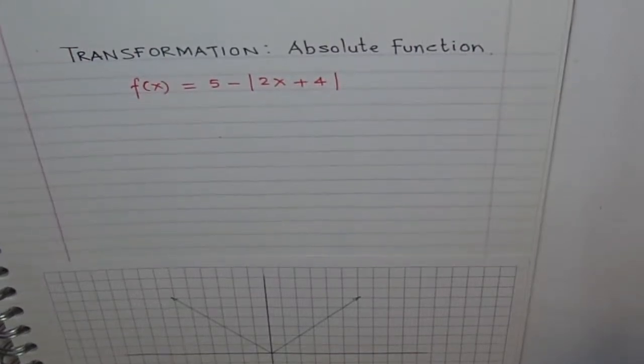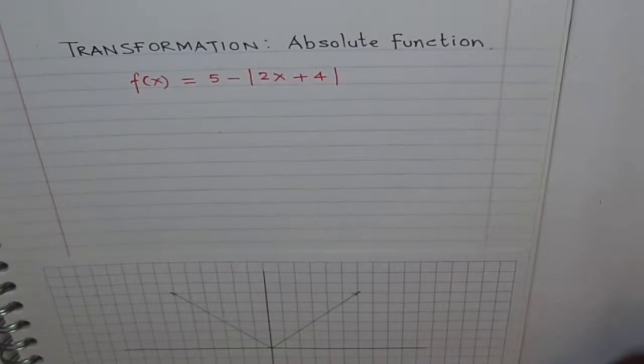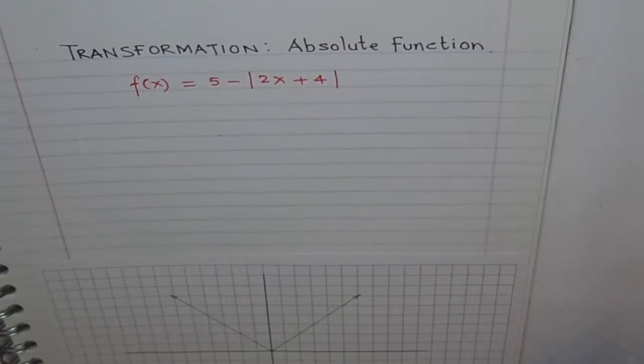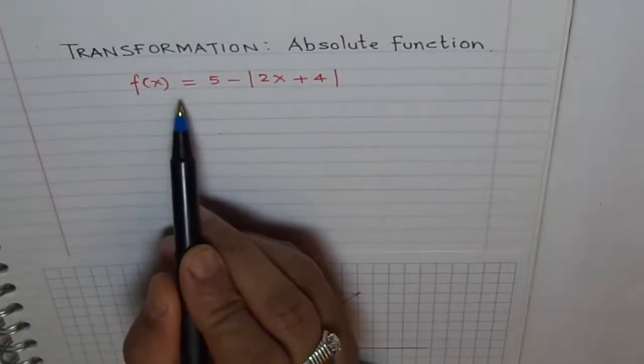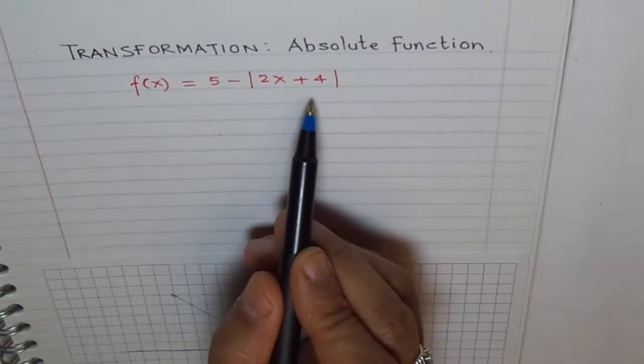Let's consider transformation of absolute functions. Okay, I've taken a very typical example. It's not that simple, but I hope you have seen the video for horizontal transformations and the other video on transformation details before this, so that this becomes easier for you to understand. Okay, let's consider the function f of x equals 5 minus absolute of 2x plus 4.